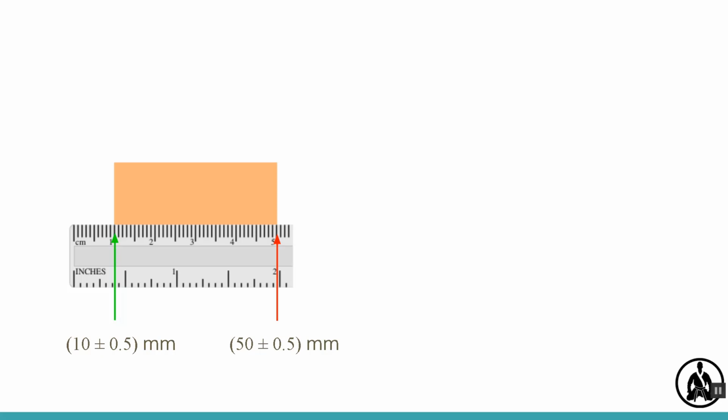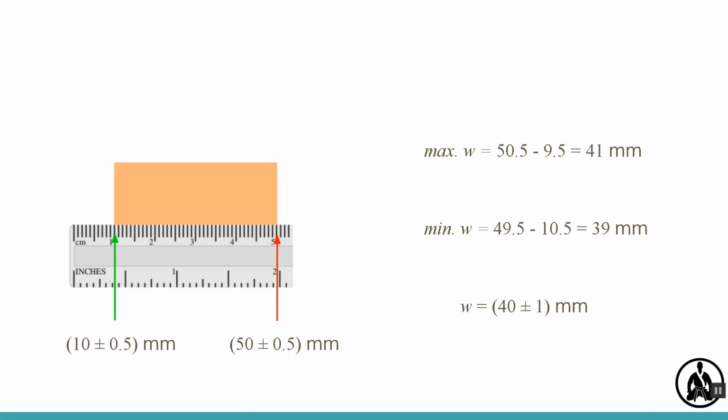The same argument can be made for the other side. Now, what is the width of the rectangle? Well, max minus min gives 41 millimetres and min minus max gives 39 millimetres. And so this is why we say that the width of our rectangle is 40 plus or minus 1 millimetre.